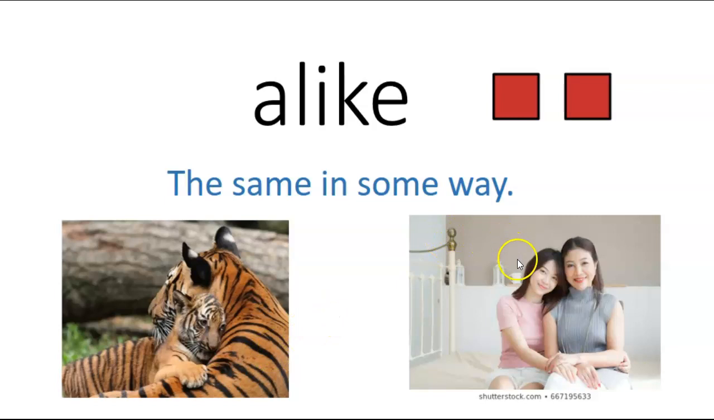Right? And this mother and daughter have a lot of ways that they are also alike. So just what we can see from this picture, they both have dark brown hair, they both have brown eyes, and they have similar smiles.